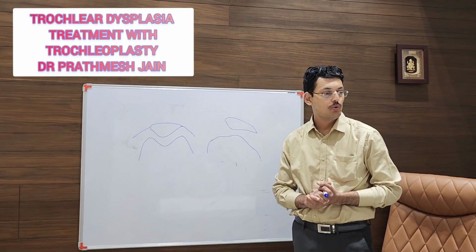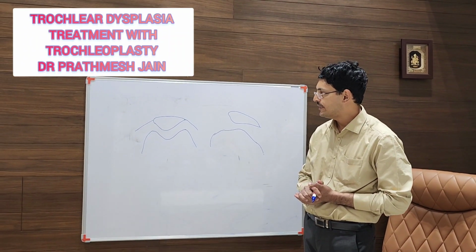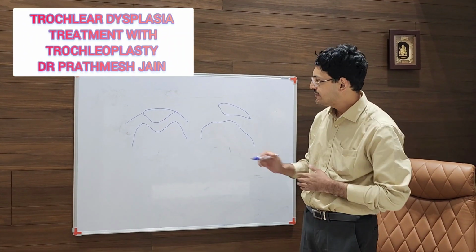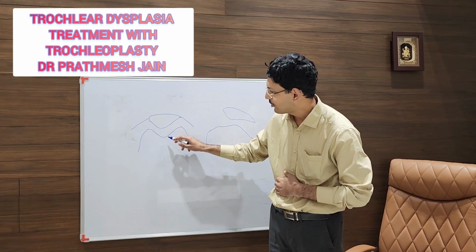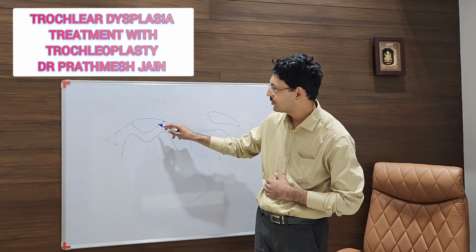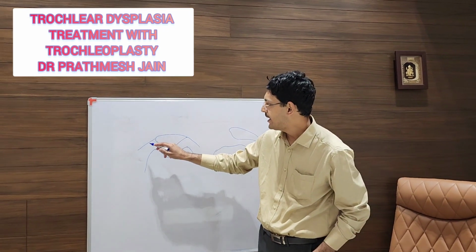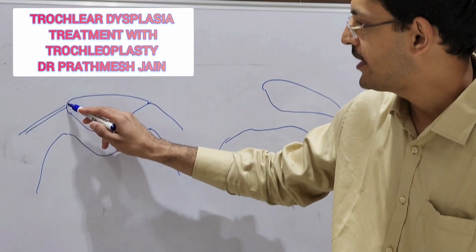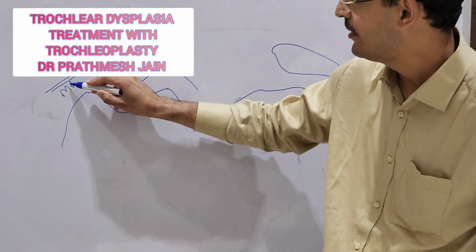Today we will be talking about trochlear dysplasia and how to treat it. So this is the normal trochlea. The normal trochlea is a concave structure in which the convex patella sits, and the medial restraint is provided by what is called an MPFL.